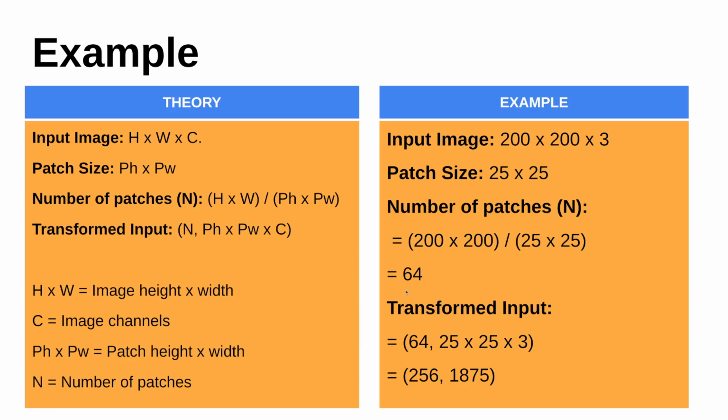Now we have this number of patches. Now what is the transformer input which we are going to give to the transformer? It would be represented as n, that is the number of patches, comma, then patch height multiplied by patch width, then number of channels. So in that case, the transformer input would be like 64 by 25 by 25 by number of channels, and in total it became 64 by 1875.